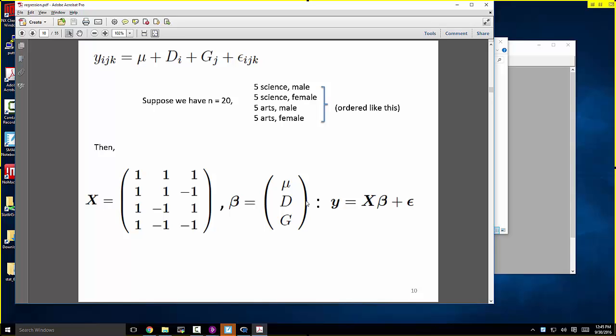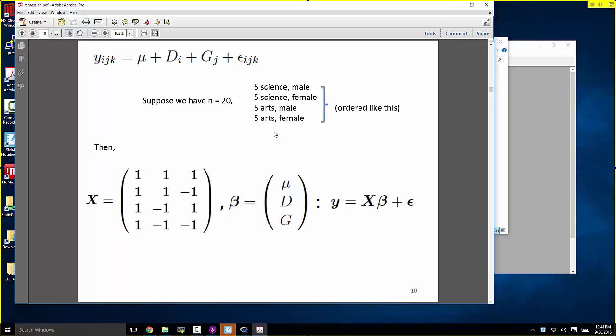Okay, I think this one's new. In the context of that hypothetical example that we've seen of what was your major in college and what was your salary, or what was your major and what was your gender, and then what was your annual salary. And suppose that we have 20 individuals. We have 5 males who majored in science, 5 females who majored in science, 5 male arts, 5 female arts. And suppose we organize them this way.